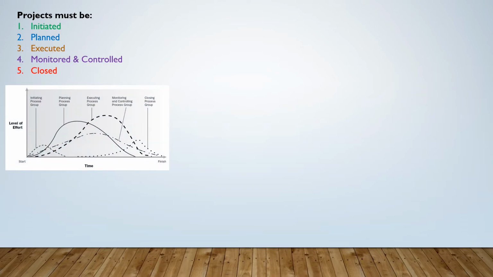Because projects are temporary endeavors, they must first be initiated. We have to kick off the project. Then we have to plan the project to determine what we're doing and how we're going to do it. We have to execute the project, which is carrying out our project plan. Then we monitor and control the project to make sure that things are going according to the plan. And lastly, when all the work's done, we have to close out the project. These are called the 5 process groups.